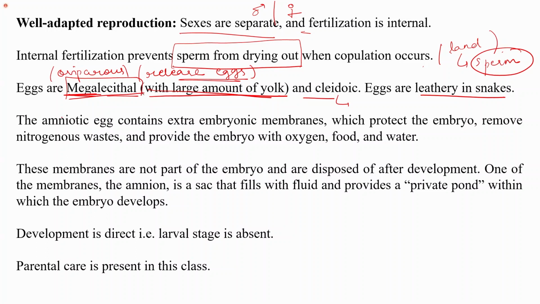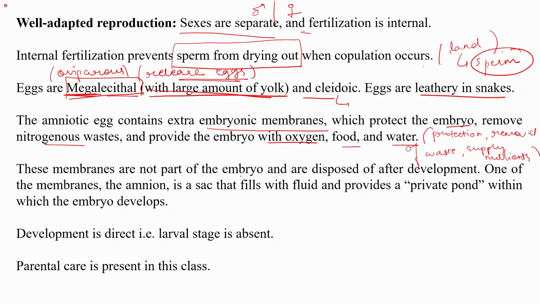So what are the membranes? The amniotic egg contains extra-embryonic membranes which protect the embryo, remove the nitrogenous waste, and provide the embryo with oxygen, food, and water. What is the function of these embryonic membranes? They help in protection, removal of waste, plus supply of nutrients. Right?